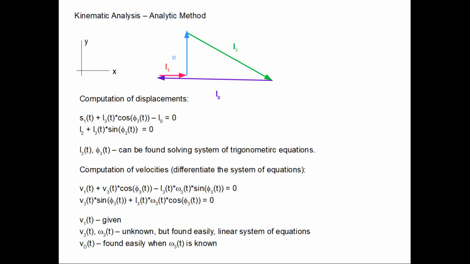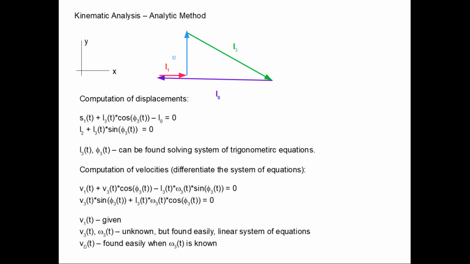And don't forget that in this term there is a function inside the function, cosine phi3 of t, which is also a function. So after differentiation you need to use the chain rule. And of course L0 differentiated is equal to 0, because this is constant. So you obtain these interesting equations. You will do the same for the second equation. You obtain the system of equations, and look at this. The only unknowns are the velocity v3 of t and omega 3 of t, the angular velocity.